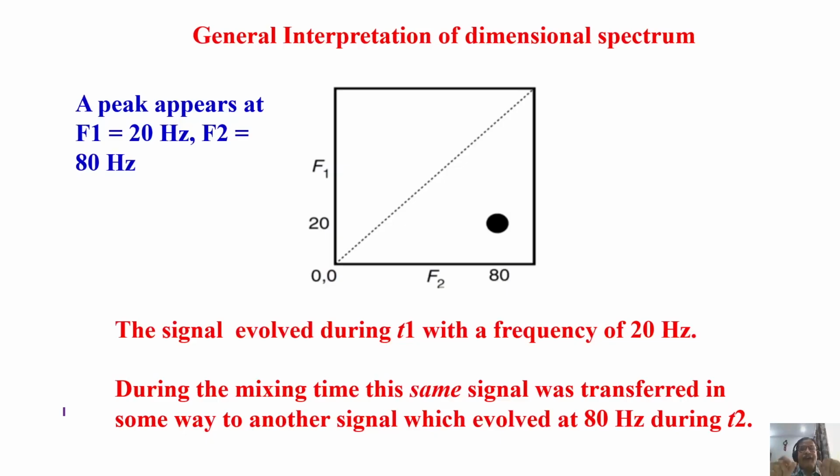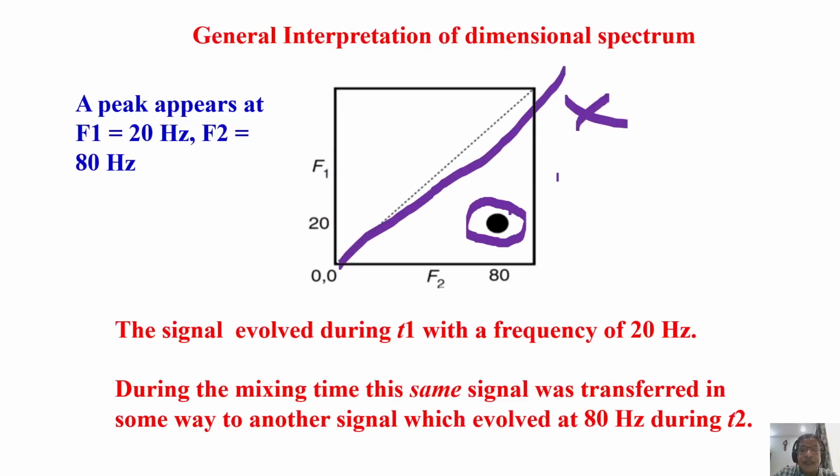Now, let us say I have done a 2D experiment. Take COSY, no problem, any experiment. For understanding purposes, we'll take COSY. This is the 2D experiment which we have done, and I see a cross peak here. Is the peak on the diagonal? This is not on the diagonal. Okay, there is no diagonal peak. That means, if you want to interpret, if you go in this dimension, at F1, the precessional frequency is 20 Hertz. In F2, its precessional frequency is 80 Hertz.